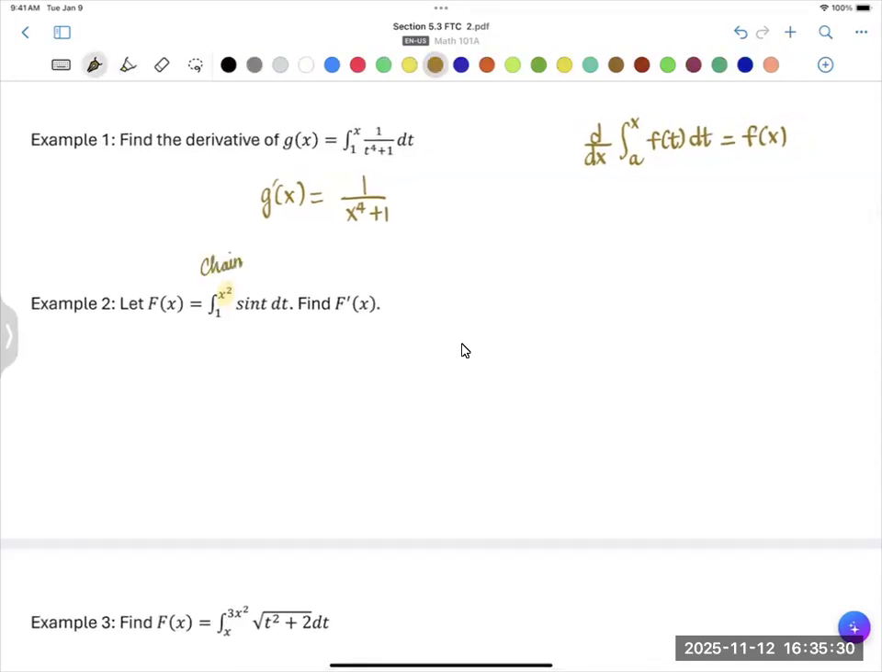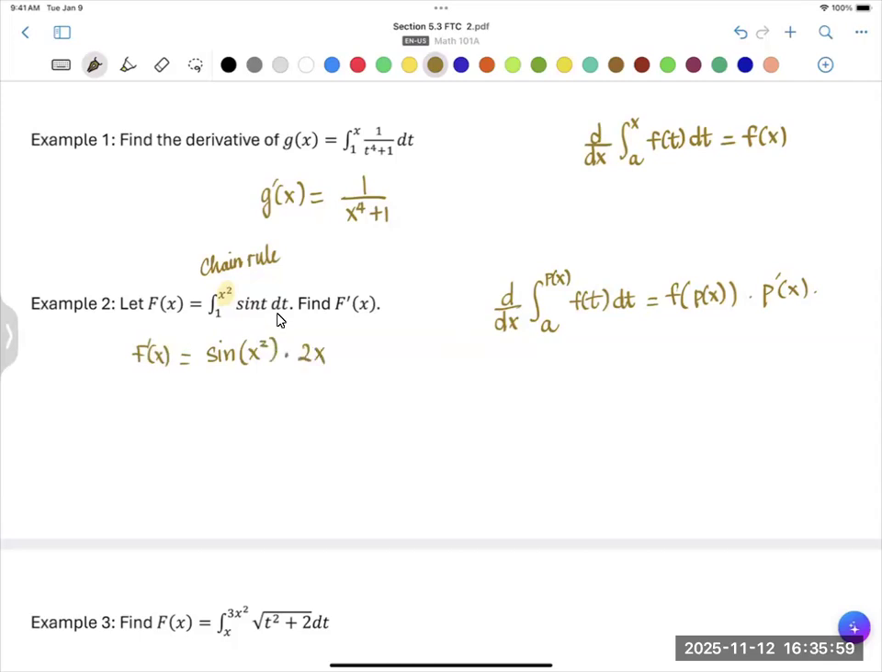So we're going to have a chain rule. When we have the chain rule, we take the derivative of the integral from a to p of x of f of t dt, which will become f of p of x times p prime of x. So that will give you sine of x squared times 2x, and that's going to be the answer. So again, don't multiply x squared and 2x, because that's going to change your answer. It's better to bring them to the front, so you have 2x sine x squared.